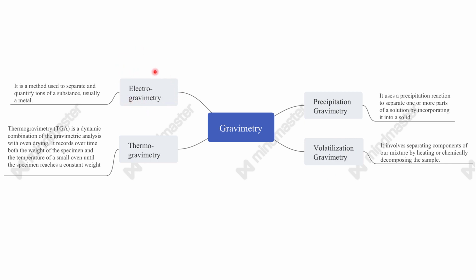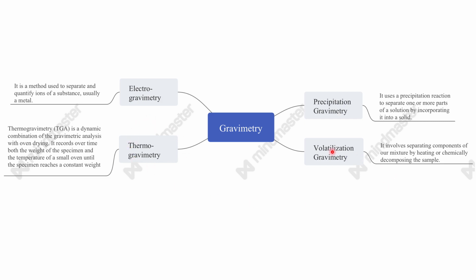Electrogravimetry is another type of gravimetry, in which we determine the concentration of metal ions in a sample, because here we use electrolysis. During electrolysis, the metal ions present in the solution get deposited at the cathode. Thereby, by measuring the weight of the cathode of the electrolytic compartment, you can measure the amount of the metal ion present in the given sample.